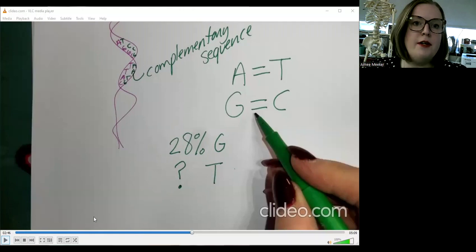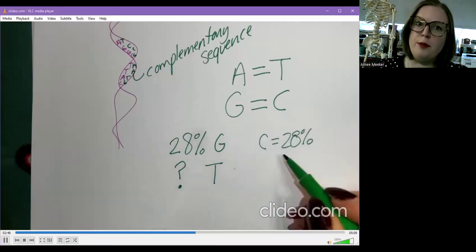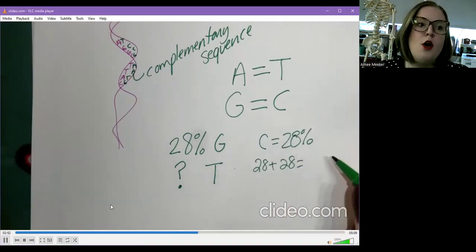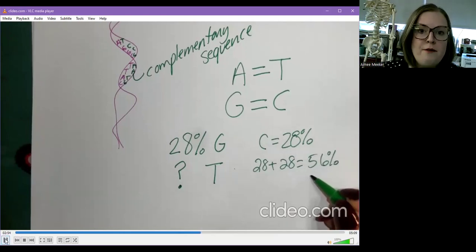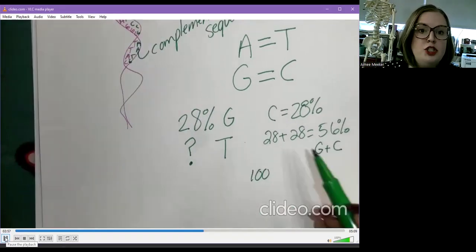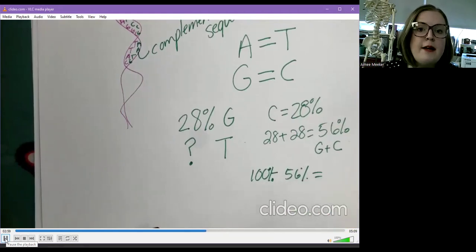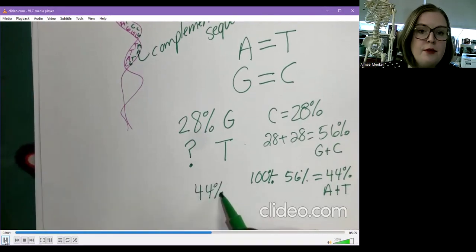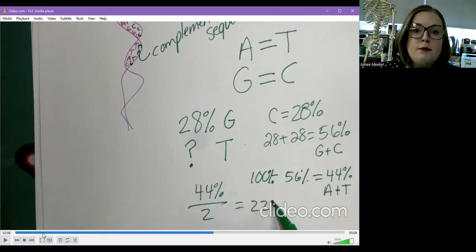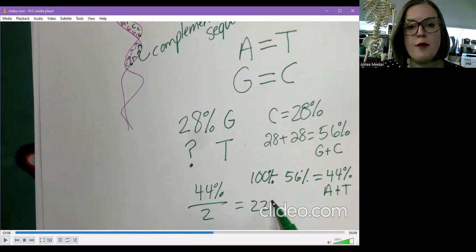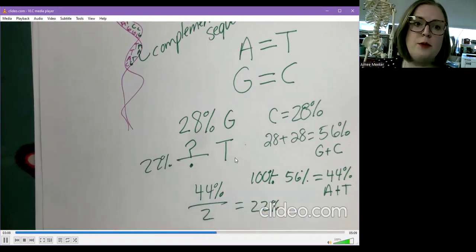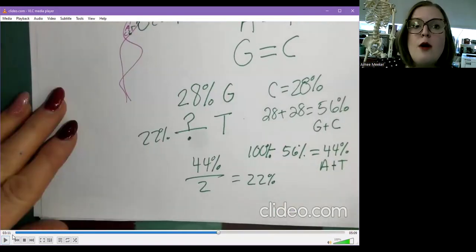So 28% of the DNA is G. So now we know 28% of the DNA is also C. We add that together, we know that 56% of the DNA is G and C. You subtract that from 100, we get that there's 44% of the DNA left. And since there's 44% left, we know that's A and T. Divide that by 2, and we know that T is going to be 22% of the DNA. And we know that just from knowing one base, you could find the percent of all the other bases in the DNA.